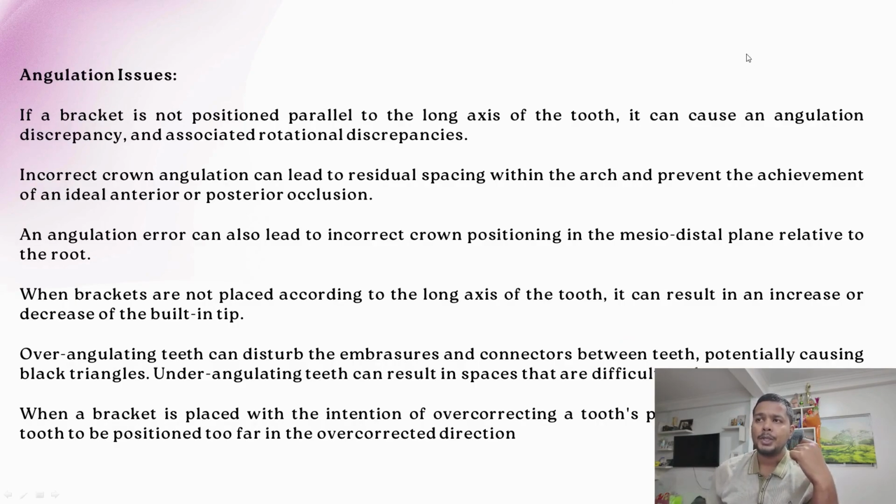So what about angulation issues? If a bracket is not positioned parallel to the long axis of the tooth, it can cause angulation discrepancy and associated rotational discrepancy. Incorrect crown angulation can lead to residual spacing within the arch and prevent the achievement of ideal anterior and posterior occlusion. An angulation error can also lead to incorrect crown positioning in the mesiodistal plane relative to the root, so we don't get proper root parallelism.